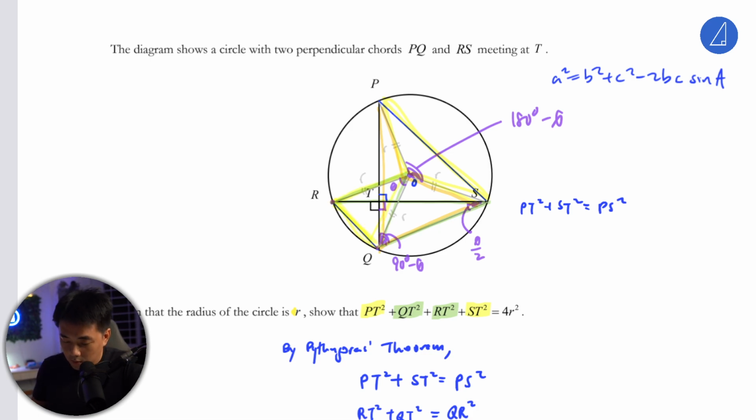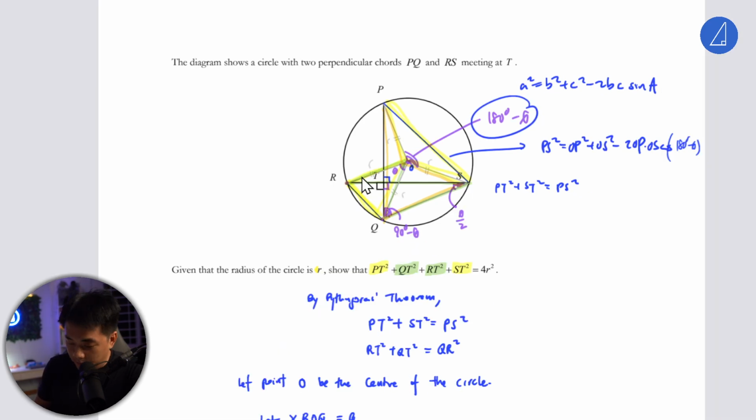So by using the cosine rule, in this triangle here we have PS square equals OP square plus OS square minus 2 OP OS cosine of 180 minus theta. Then for this triangle here, we get RQ square equals OR square plus OQ square minus 2 OR times OQ cosine theta. We're just going to combine both of these together. The beautiful thing is that OR, OQ, OS and OP are all radius, so we can just reduce it to R square.